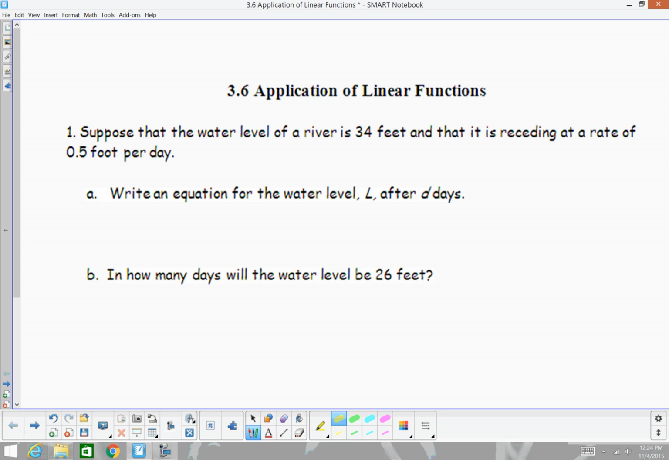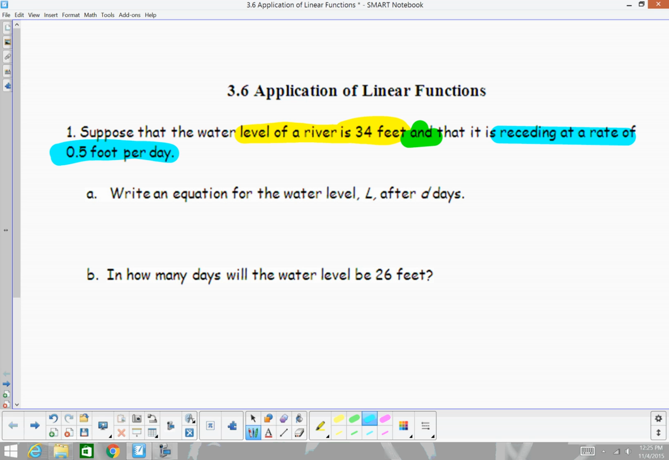Okay, so this one says, suppose that a water level of a river is 34 feet. So we're looking at a river. The level right now is 34 feet. Okay, 34 feet. So that's important. Good. And that's another important word, that it is receding. Okay, receding at a rate of 0.5 feet per hour, or foot per hour. Okay, good. Now, that whole situation, or that whole statement, is important, and I'll explain why.